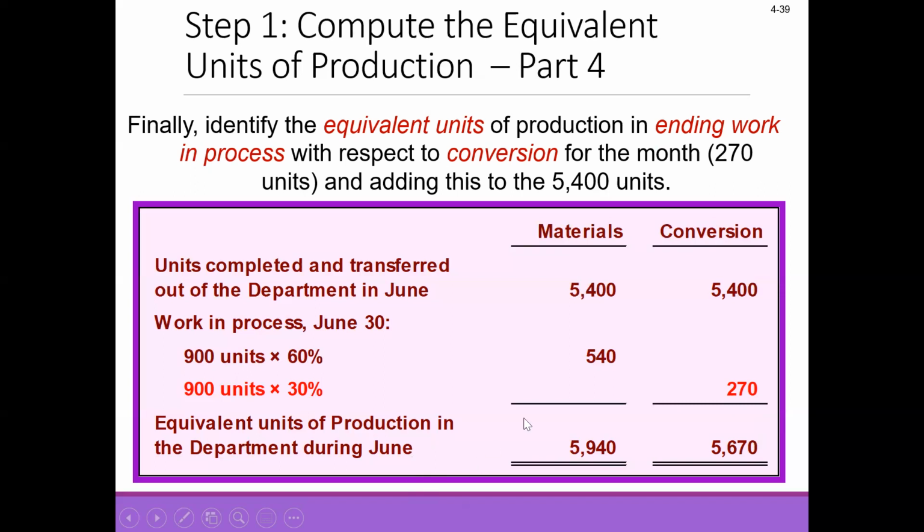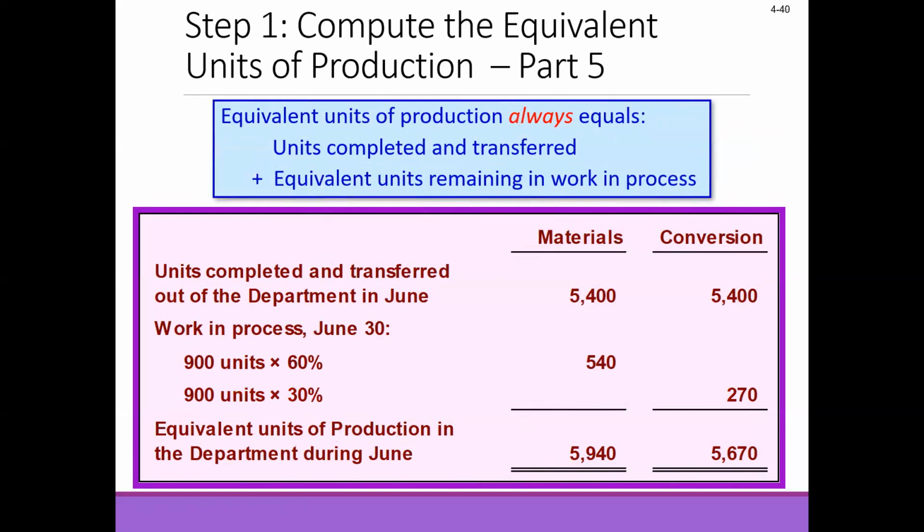This then gives us what we call the equivalent units of production in the department during June. What was transferred out plus our ending inventory gives us everything that happened in that department. The equivalent units of production will always equal the units completed and transferred plus what's remaining in work in process. It makes sense, doesn't it? You either got rid of it or you still got it.